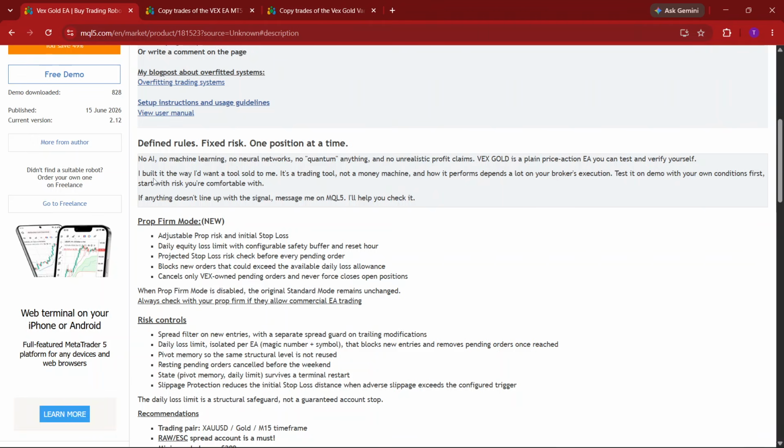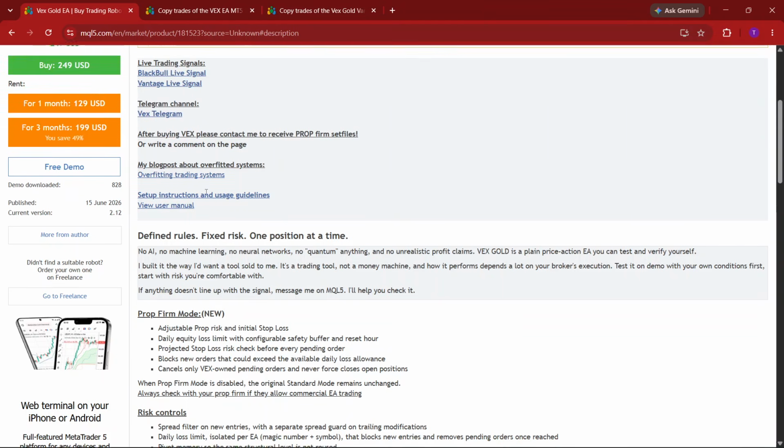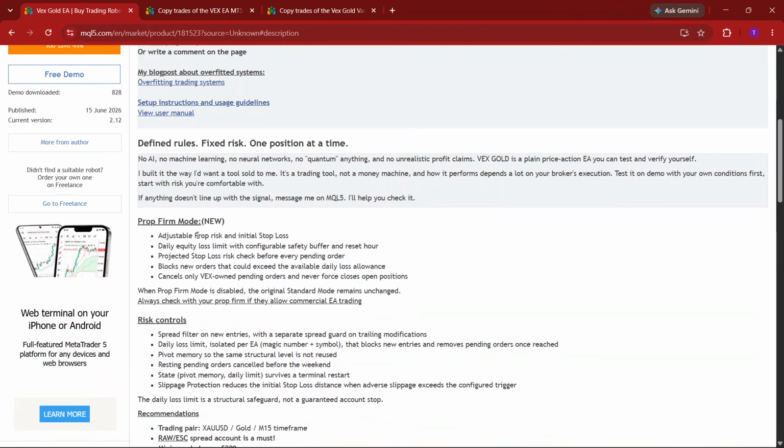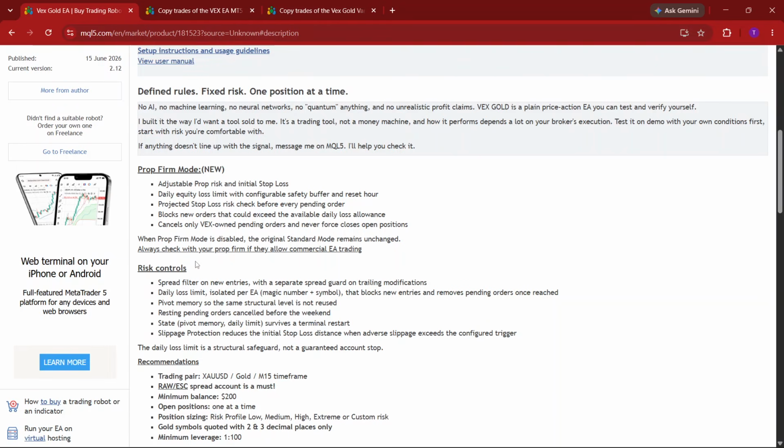The EA places pending orders on selected gold setups, one position at a time, with a predefined stop loss and take profit on every trade. After the position is open, it uses internal trade management logic to trail the stop. Now it doesn't use martingale, no grid recovery is involved also, and the developer keeps stressing that point.